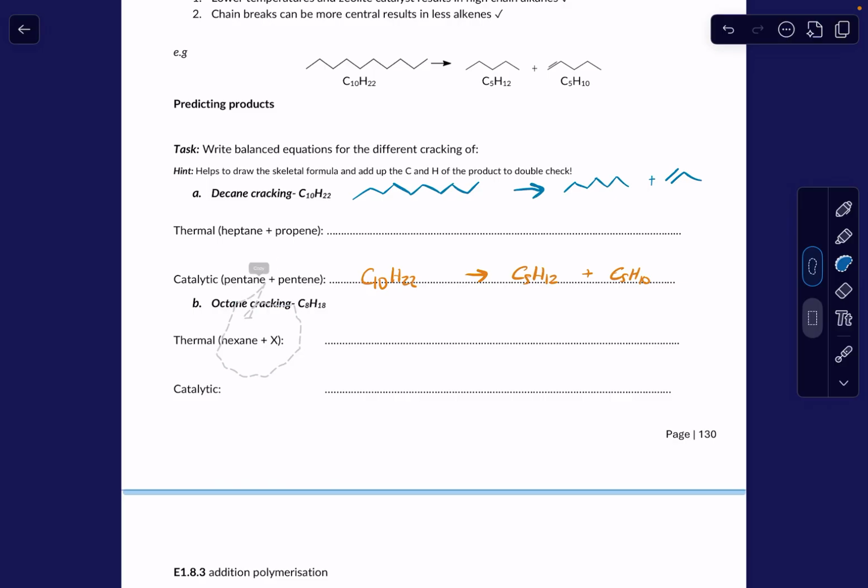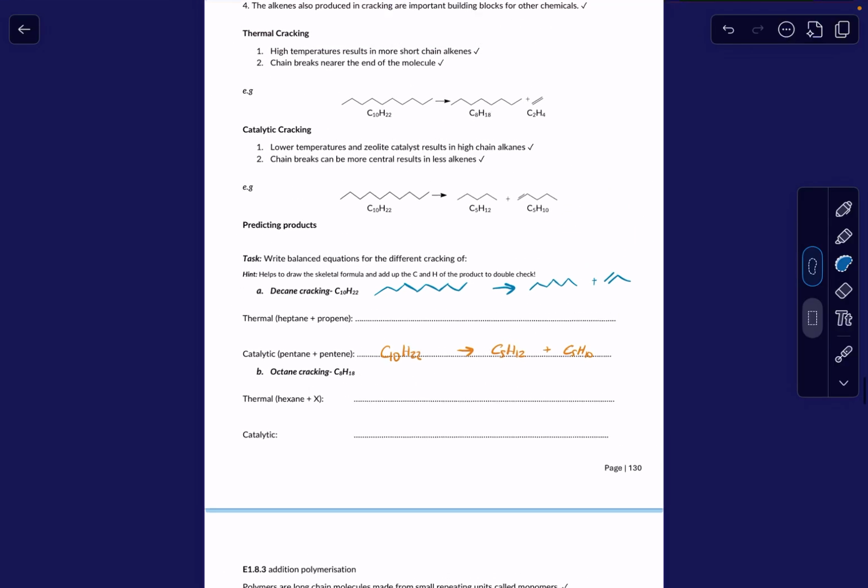I've also given you a bit more freedom in terms of working out what's going to be produced. So you're going to have to use a balanced equation to determine what's going to be left over. Remember, the products will always add up to the reactants, and you'll always have an alkene and an alkane, either way around. In this one, I've already given you the alkane, so you need to determine the alkene. And then for catalytic, I've left it completely open, so therefore you need to come up with a valid solution for that one. That's cracking in a nutshell.